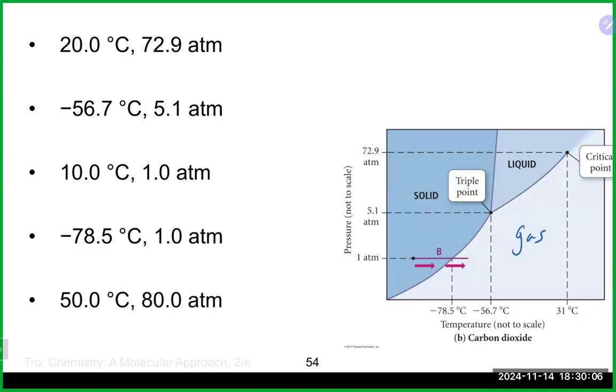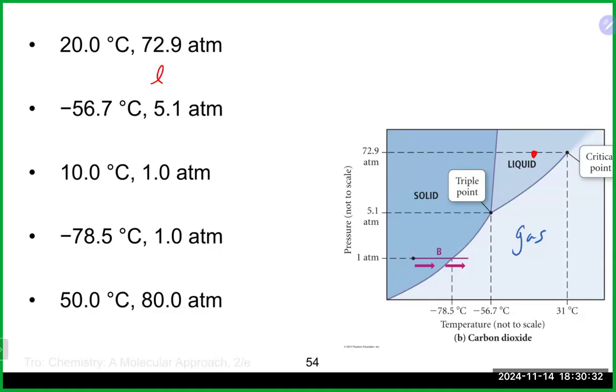Okay, so let's take a look. If we look at the first conditions, we have a temperature of 20 degrees and a pressure of 72.9. So that's that line up there on top. The other line on the bottom is 31 coming up to that point, so 20 would have to be back a little bit. So that would put us probably here in the liquid phase in this case.